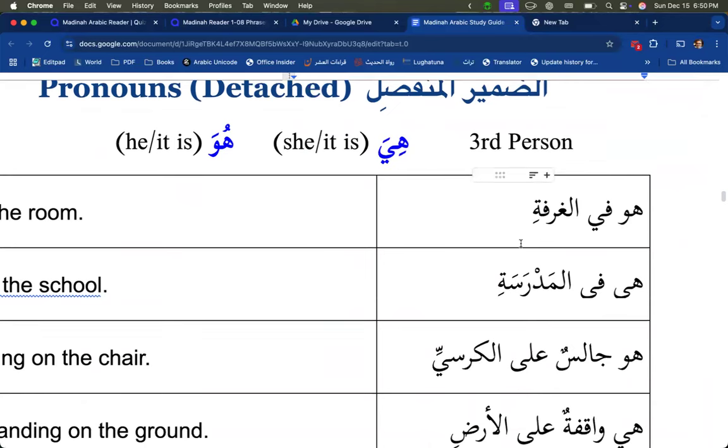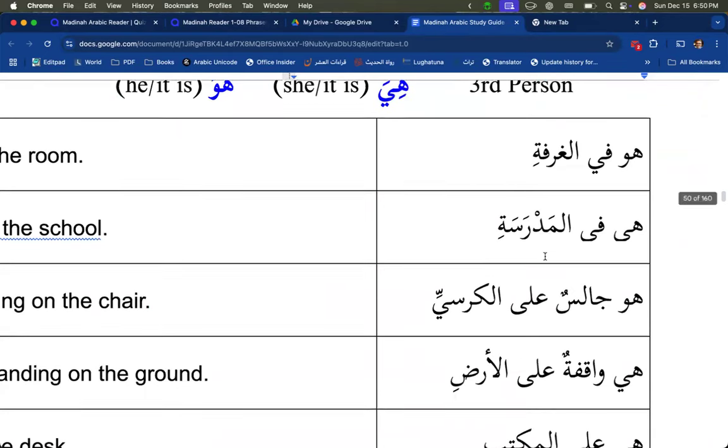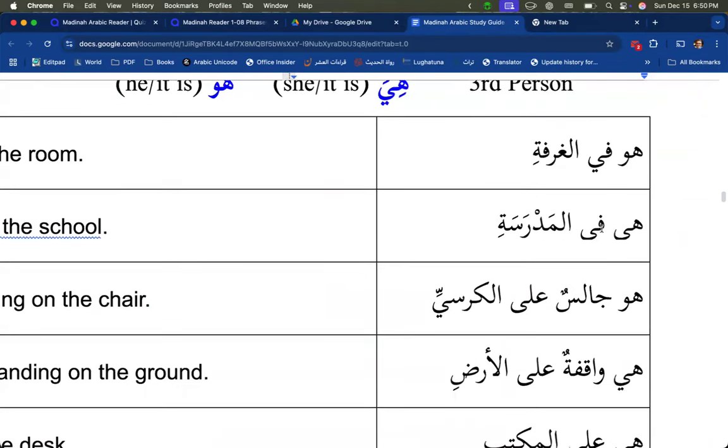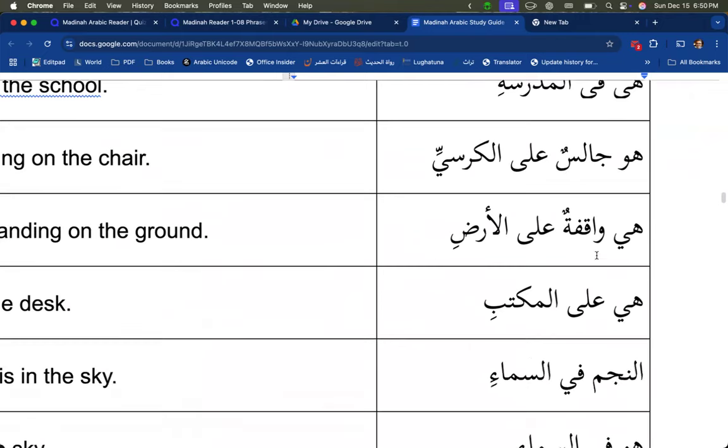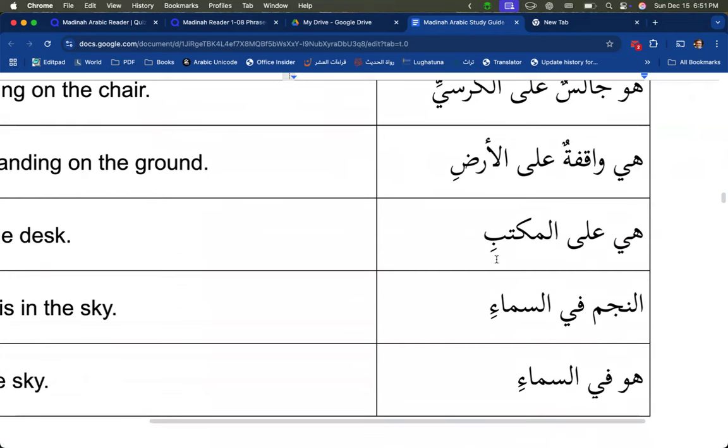Huwa fil ghurfati. He is in the room. Hiya fil madrasati. She is in the school. Huwa jalisun ala al-kursi. He is sitting on the chair. Hiya waqifatun ala al-ardi. She is standing on the ground. هي على المكتب. She is on the desk. That doesn't make sense, right? It is on the desk. Something feminine is on the desk, right?